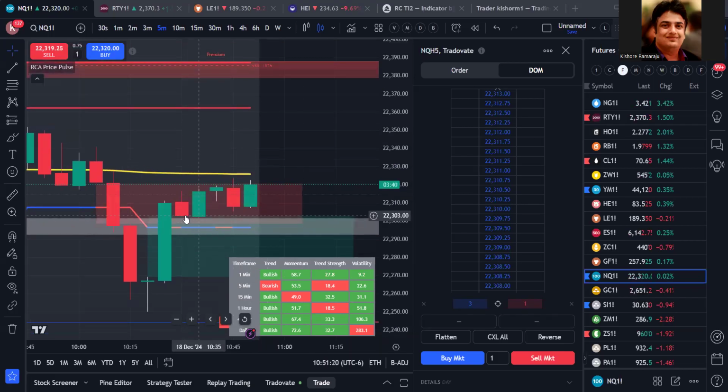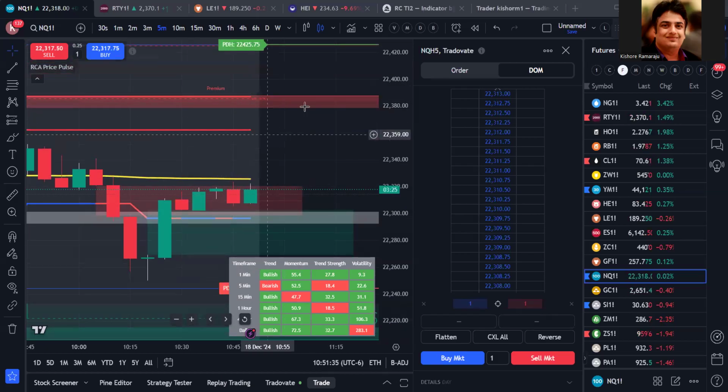Like that, it is up to you. You can practice on a paper account. If you can scalp, you can do it. Or whenever it turns blue, you take it, and whenever it reaches a big sell order block, or a major resistance, you can take the profits. It is up to you, right?